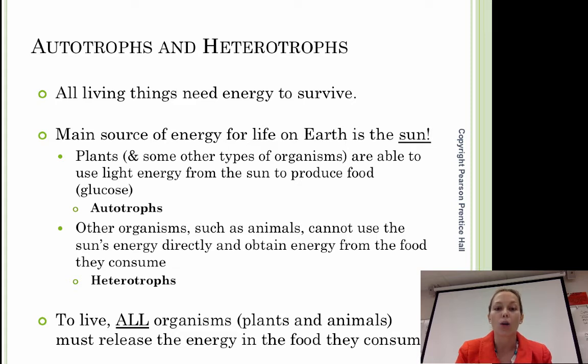To live, all organisms, both plants and animals, must release the energy in the food that they consume. So even though plants don't consume food, they do make their own food, but they need to release the energy in the food that they produce in order to survive.